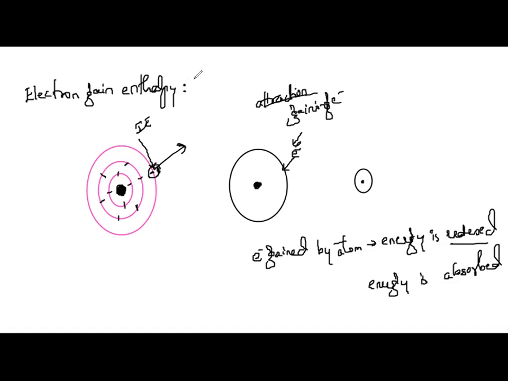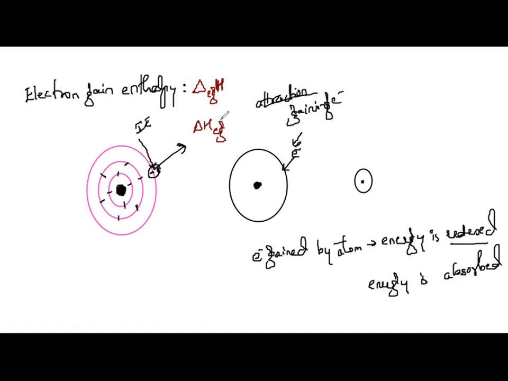It is denoted as delta. Enthalpy means change in the energy. Electron gain, EG, and since it is enthalpy, we write it as H. So it is denoted like this, delta EG H, or delta H EG. I can write it like this also, electron gain enthalpy. EG stands for electron gain. So what is electron gain enthalpy?